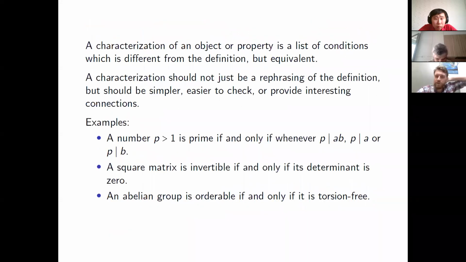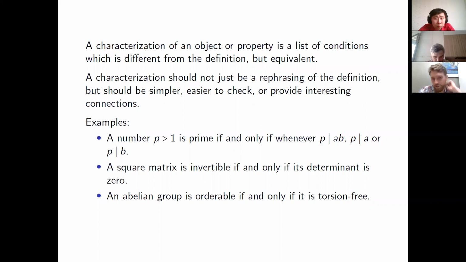What's a characterization? So a characterization, you have maybe some object or some property, and it's got some definition that you came up with originally. And a characterization is some other list of conditions, which is different from the definition you started with, but it's equivalent. And again, it should somehow be simpler. It shouldn't just be rephrasing the definition. It should be some simpler condition to check. So maybe it has connections with other areas that are interesting, or it's easier to check whether the different conditions hold, something like that.